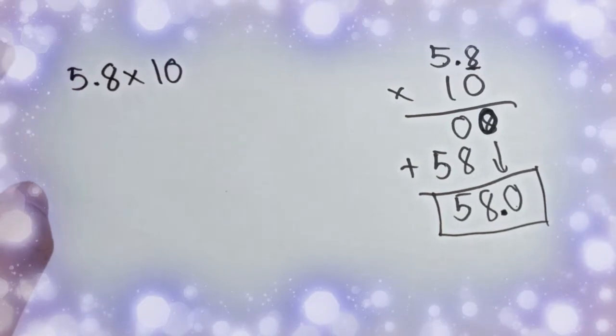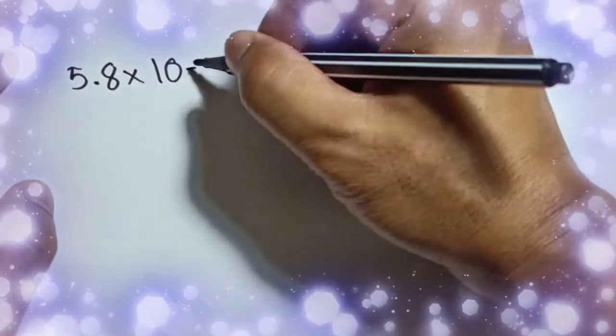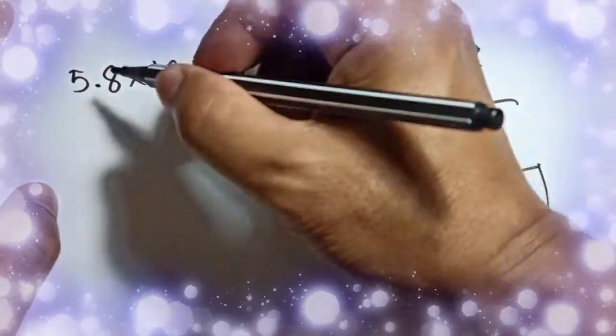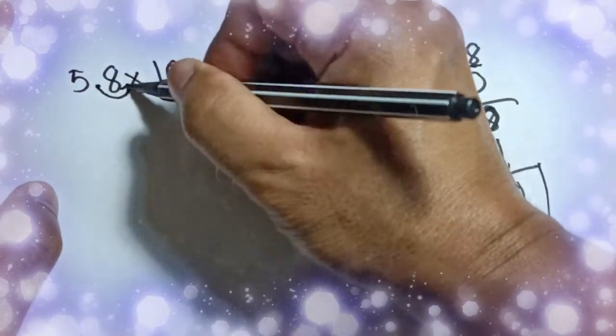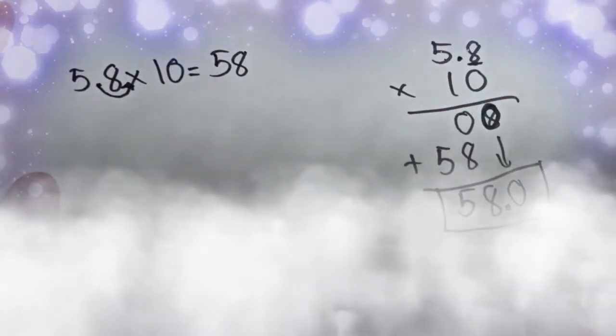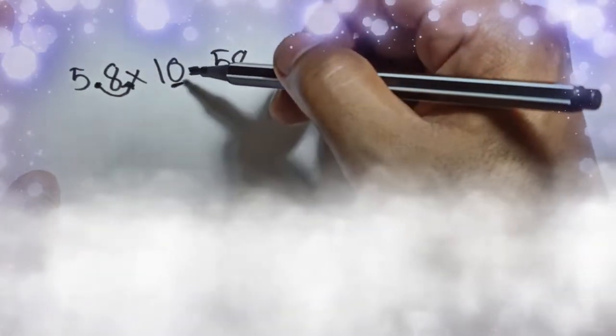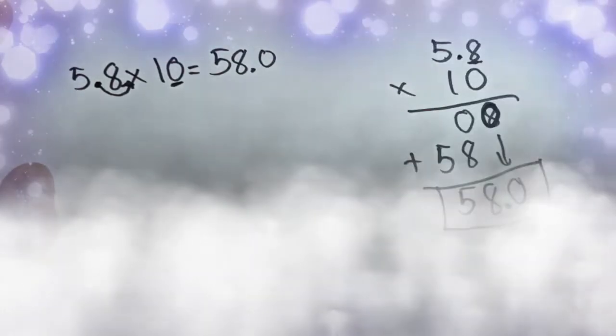But in the quickest way, when we multiply 5.8 by 10, we just move the decimal point one time to the right, so it will become 58. Since there is 1 zero in 10, we move the decimal point to the right one time, so it becomes 58 or 58.0. It's the same anyway.